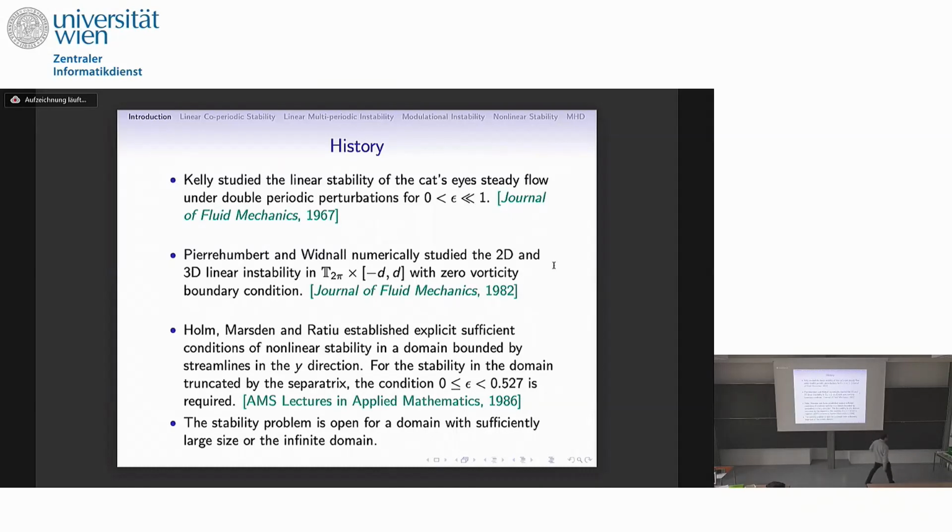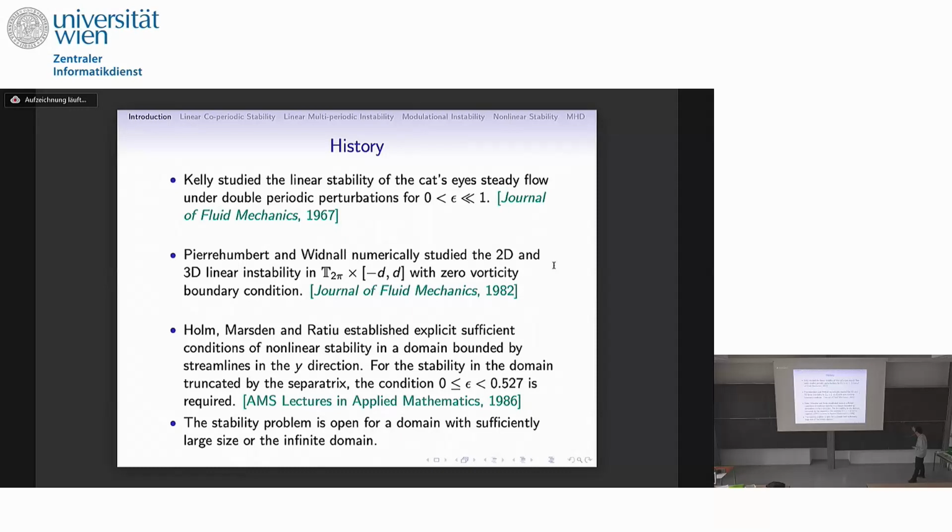So they basically truncated the fluid domain to be a finite domain bounded by two streamlines. Maybe I can draw a picture here. So they didn't look at the original cat's eye. They did a truncation, like you truncate the domain to be bounded by these two streamlines. So it becomes a finite domain. Then they looked at this case I in this finite domain. They could find some sufficient conditions for stability.